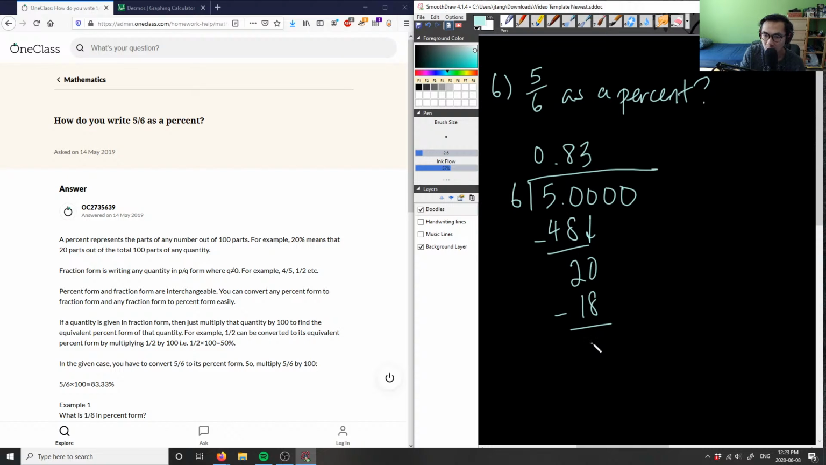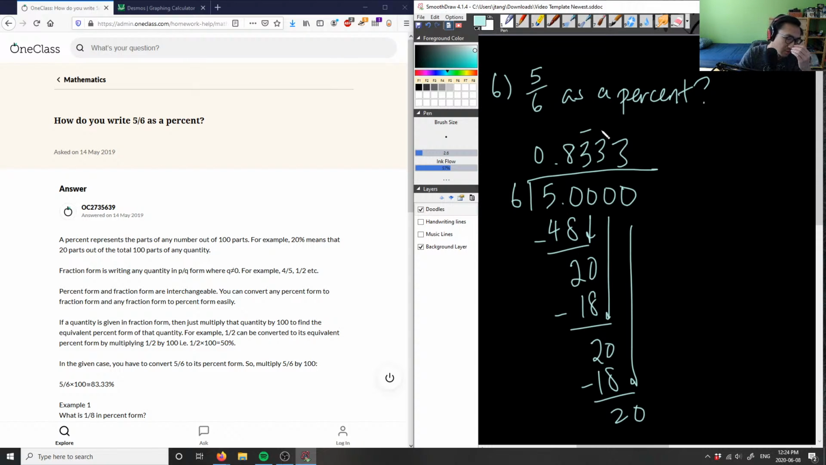And then 20 minus 18 here is just 2. And as you can see, this is going to be repeating again, right? So 6 times 3 will give me 18 minus 2, bring down the 0, bring down 3 again. So this 3 here is definitely a repeating decimal here.